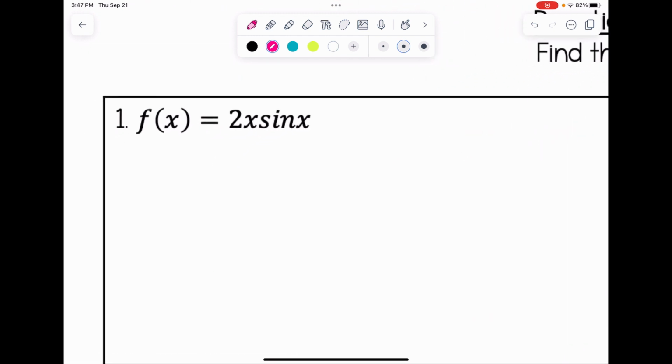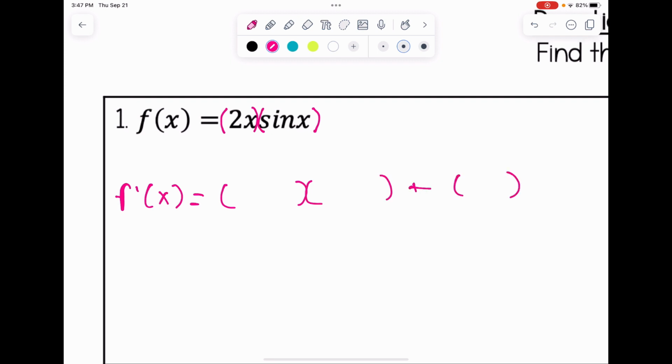So number 1, we have f of x equals 2x times sine x. You want to make sure you see what the two functions are. So 2x is one, sine of x is the other. I'm going to, just like before, set up my parentheses with the plus sign between 2 and 2. And now I'm going to substitute. First parentheses is the derivative of the first term times the second term plus the first term times the derivative of the second. And then I'm just going to rewrite it and clean this up without all these parentheses.